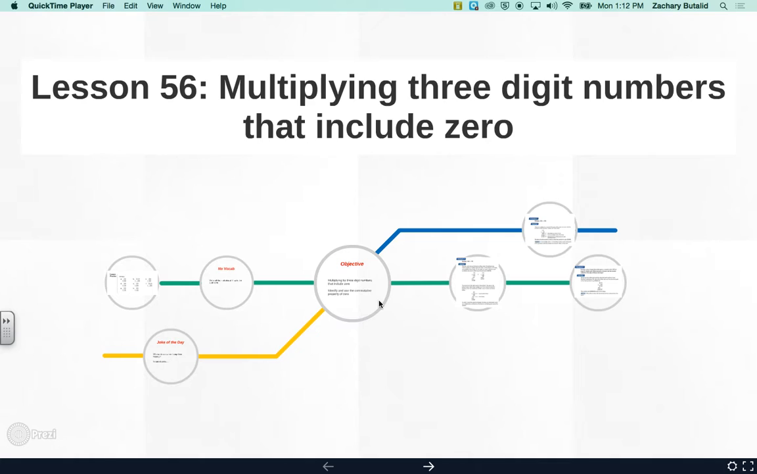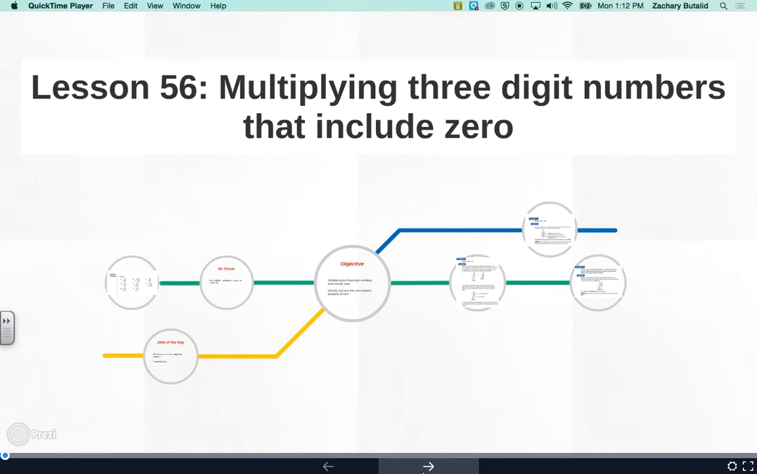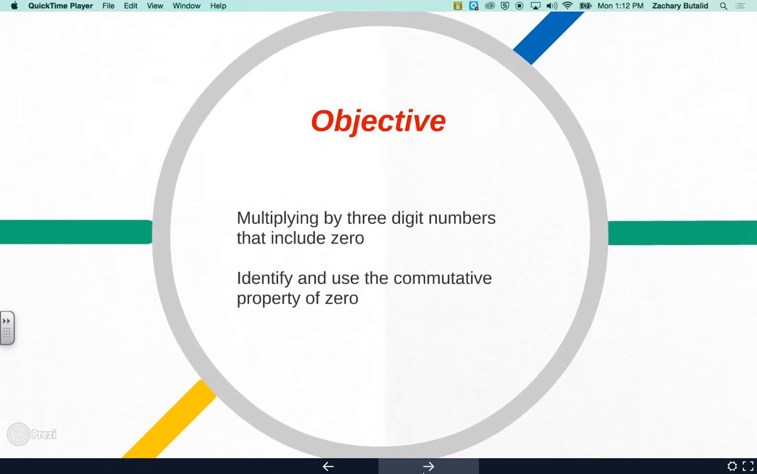We are on lesson 56, multiplying three-digit numbers that include zero. Our objective for today is multiplying by three-digit numbers that include zero. We're going to identify and use the commutative property of zero.